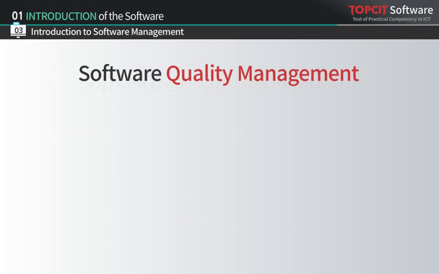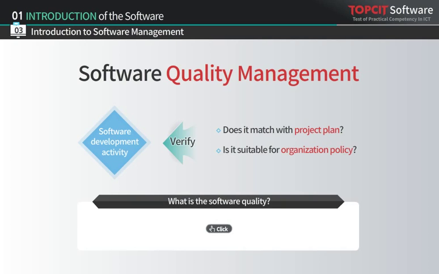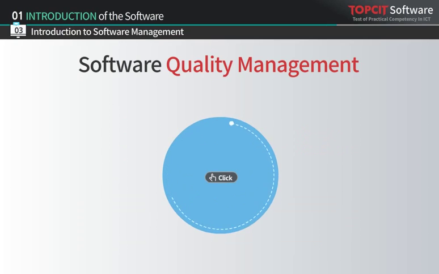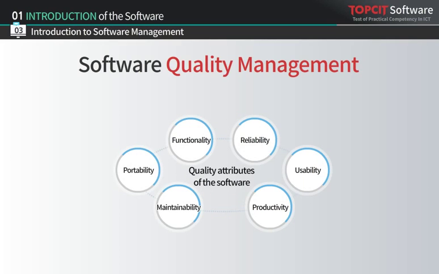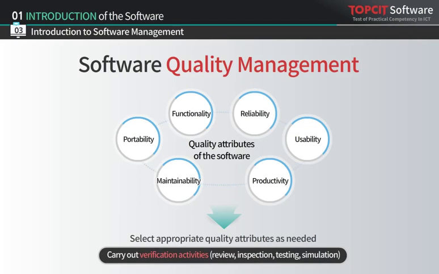Lastly, software quality management is an activity that verifies whether software development activity matches the project plan and meets the organization policy. Now, what does software quality mean in software quality management? What are some quality characteristics the software has? It is difficult to classify the attributes of software quality in a universal and consistent way because there is a variety of software with different purposes. Therefore, amongst such quality attributes, it is important to choose and apply the suitable one that corresponds to one's need and accordingly act on proper verification activity.